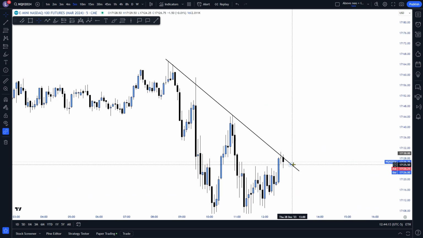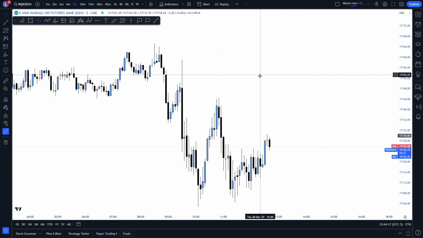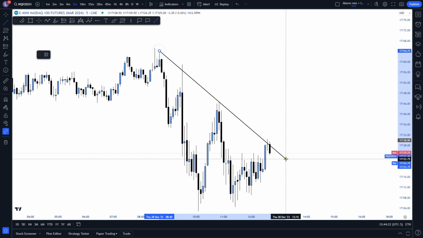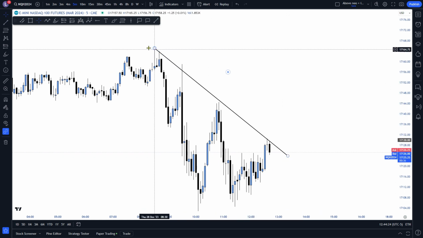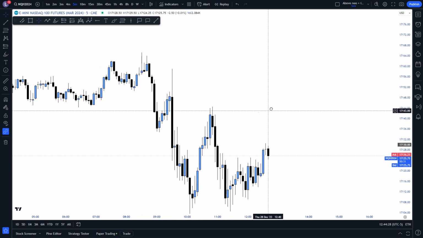Now, let's say we did not have any draw on liquidity. So this price right now, yes, we have this kind of low resistance liquidity, some trend line liquidity, but it's not really that perfect, it's not really that strong, okay?